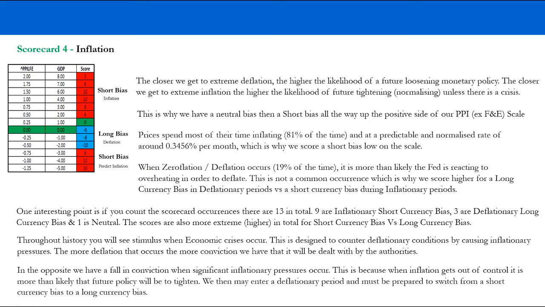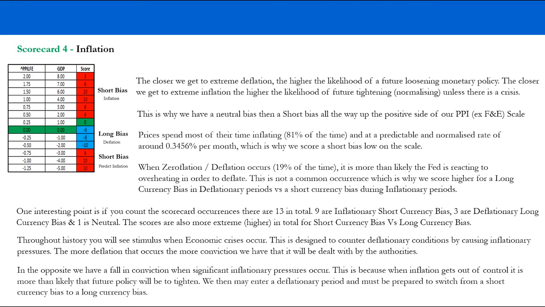So basically, for short currency bias versus long currency bias, we have more of them and there's more extremes. And throughout history, you'll see stimulus when economic crises occur. That's again designed to counter deflationary conditions by causing inflationary pressures. The more deflation that occurs, the more conviction we have that it's going to be dealt with by the authorities. And in the opposite, we have a fall in conviction from here to here when significant inflationary pressures occur.